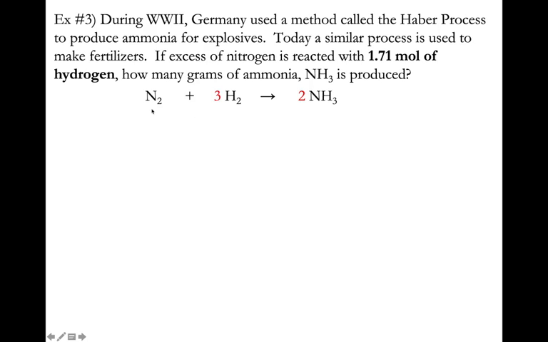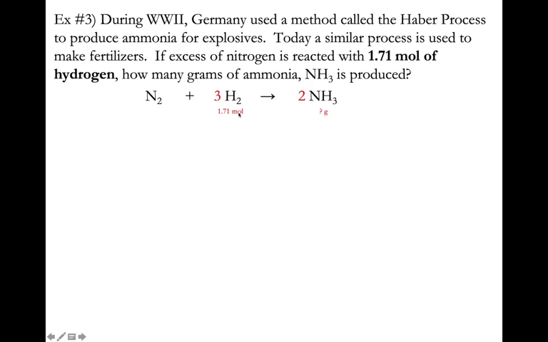Once I have my balanced equation, I want to see what information the question is providing me as a starting point, or what is my given, and then figure out what my unknown is, or what I'm solving for. They tell me here that I have 1.71 moles of hydrogen. That's my starting point, and in the chemical equation, that would be this portion right here. The question is asking how many grams of ammonia is produced. Well, ammonia is my only product, and that's on the right-hand side.